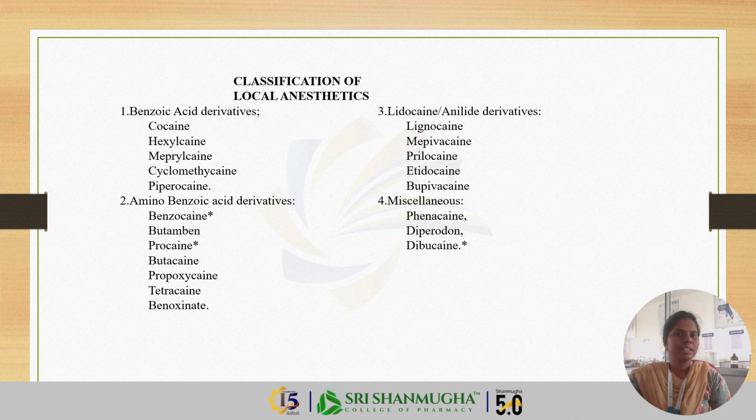The third one is anilide derivatives or lidocaine derivatives. Examples for this type include lignocaine, mepivacaine, prilocaine. These are all the examples involved in anilide derivatives. The next type is miscellaneous. Examples of miscellaneous are phenacaine and diperodon.